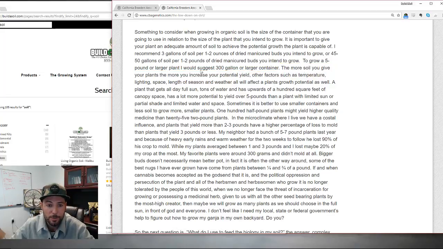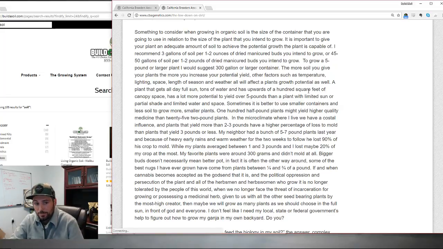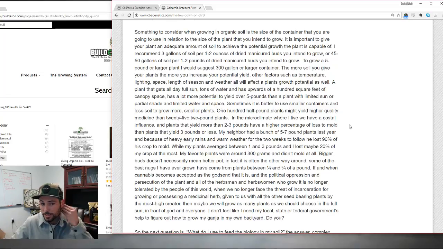Other factors such as temperature, lighting, space, length of season, and weather will affect the plant's growth potential as well. A plant that gets all day, full sun, tons of water, and has upwards of 100 square feet of canopy space has a lot more potential to yield over 5 pounds than a plant with limited sun, partial shade, or limited water and space. Sometimes it's better to use smaller containers and less soil to grow more smaller plants. 100 half-pound plants might yield higher quality medicine than 25 2-pound plants.